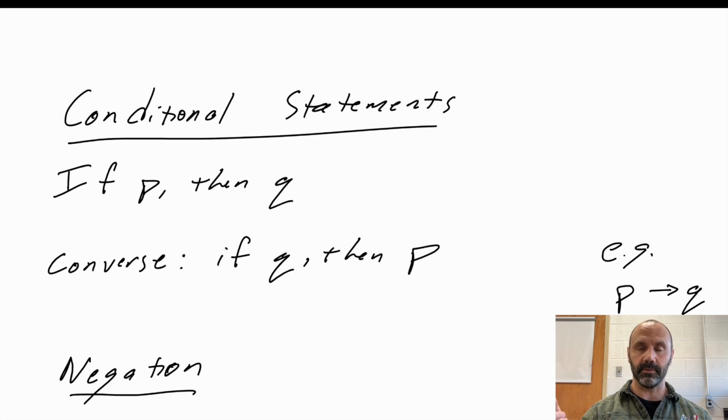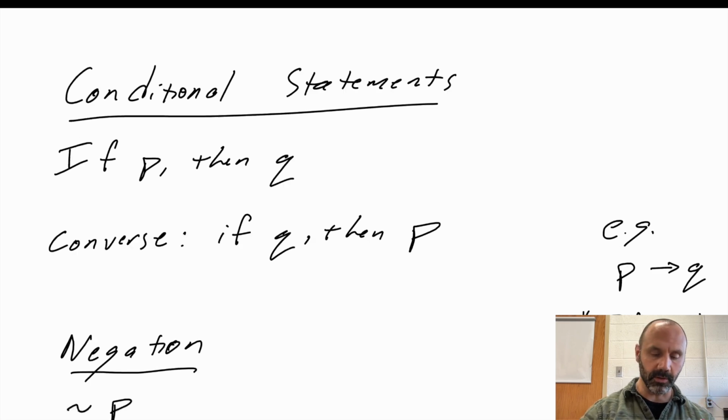The converse, which we already talked about, is when you switch, right? Because a con likes to switch his identity. That's how I remember it. So a converse says if Q, then P. So for example, if today is Tuesday, then tomorrow is Wednesday. That's the original. The converse would be if tomorrow is Wednesday, then today is Tuesday.